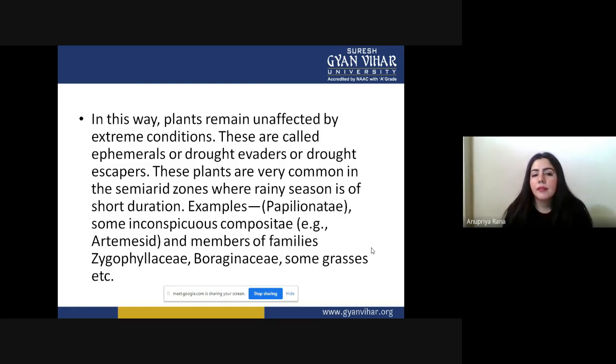You can see examples of ephemeral type plants like papilionate, some inconspicuous compositae that are artemisioides, and some members of the family Zygophyllaceae or Boraginaceae. There are some grasses also which show this kind of growth pattern.